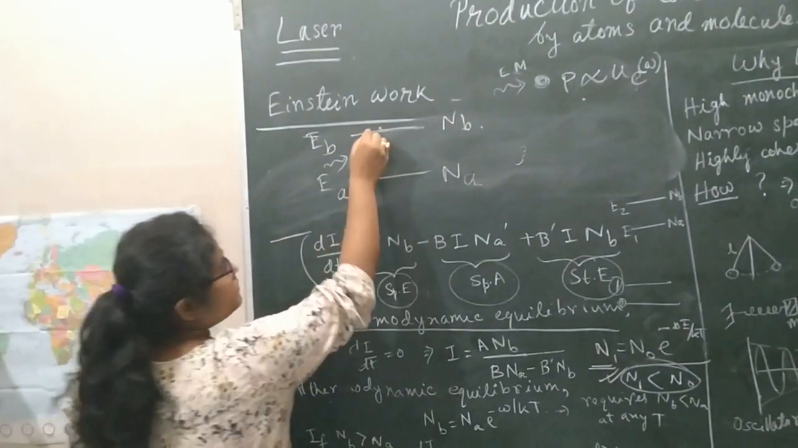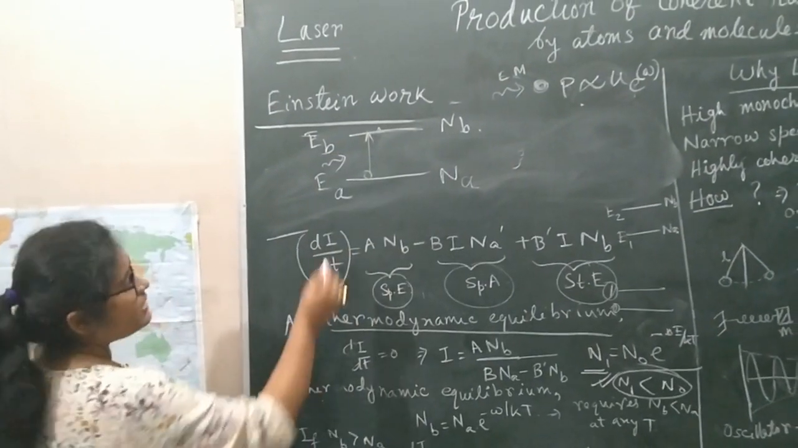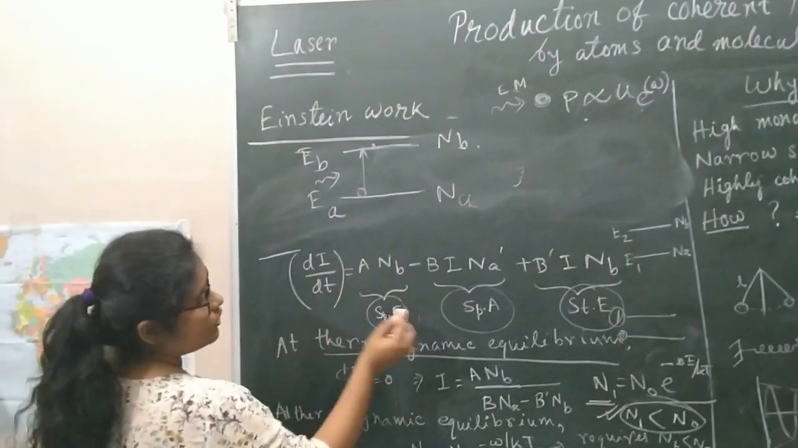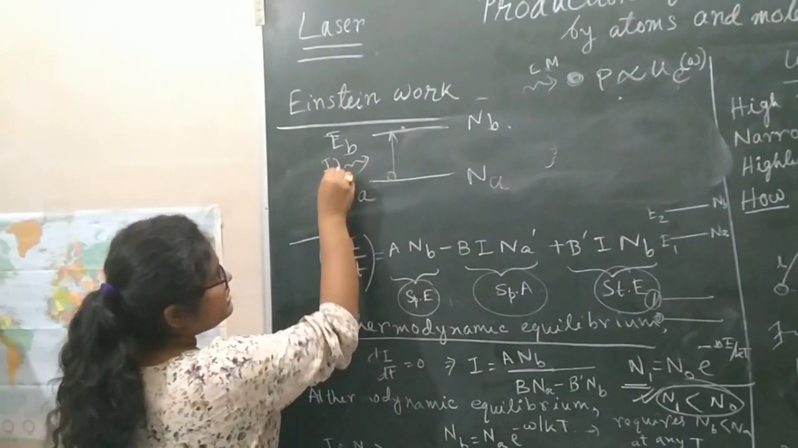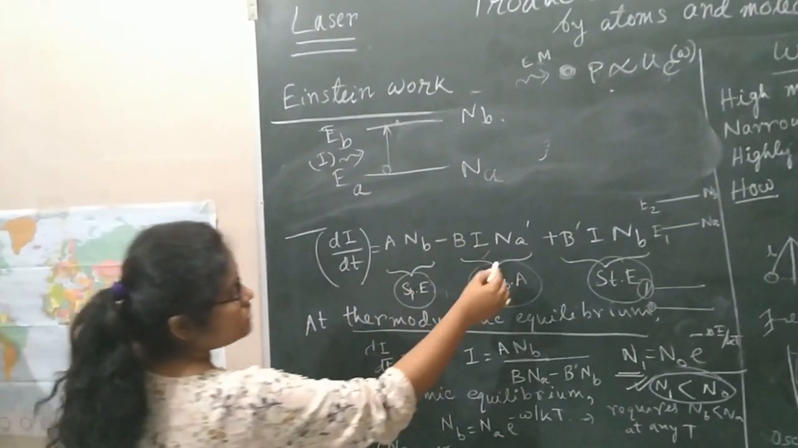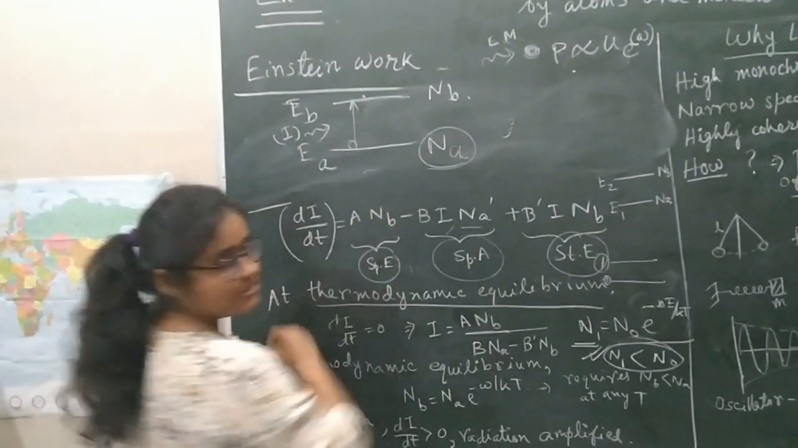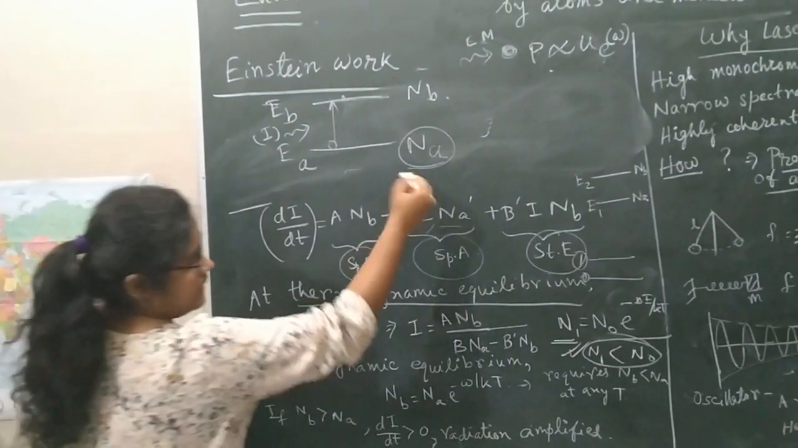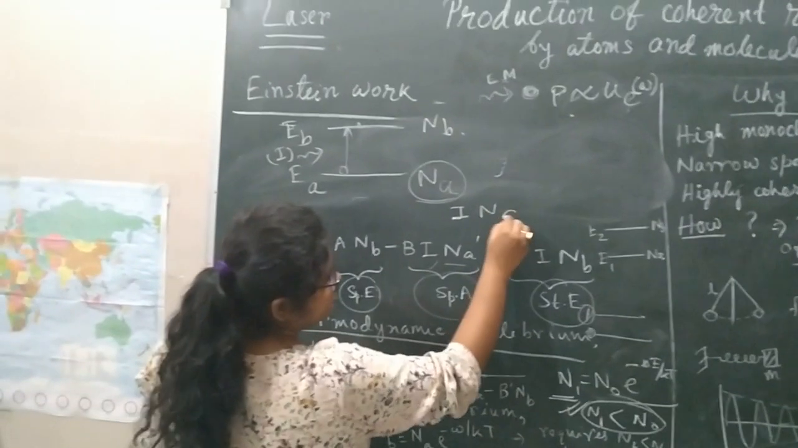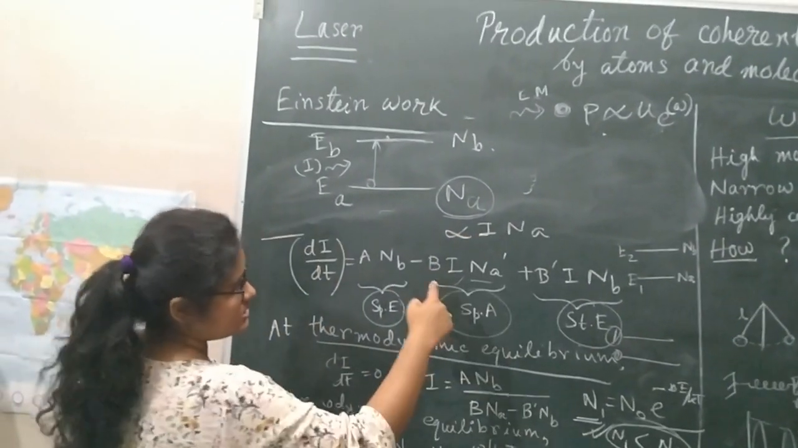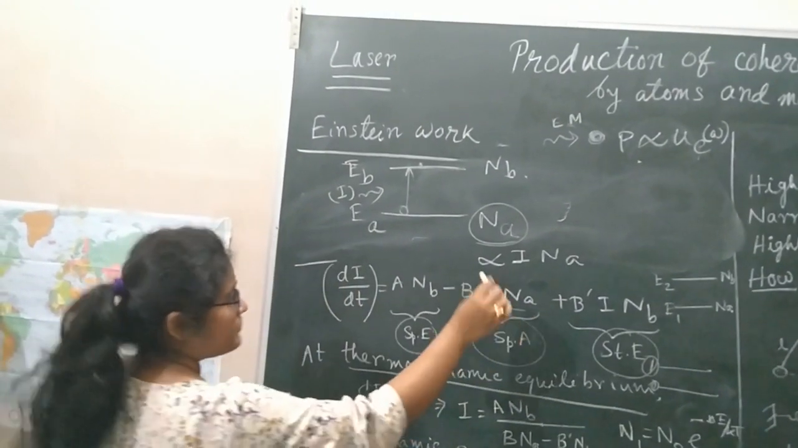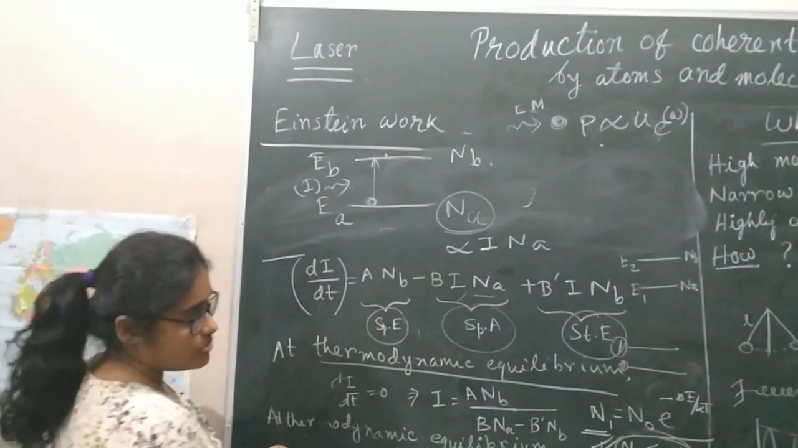upper state. So this is called the spontaneous absorption, and this should depend on the intensity of the incident light. So this should be proportional to I, and also the population at this level, Na. So there should be a factor which is proportional to I into Na. Suppose this is Na. Now this is the spontaneous absorption.